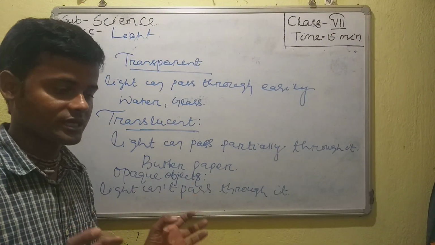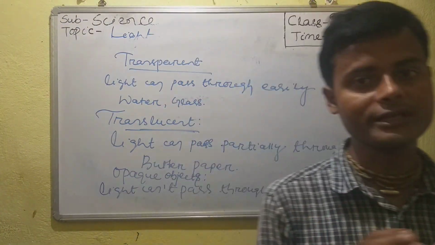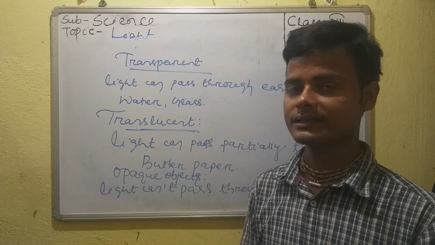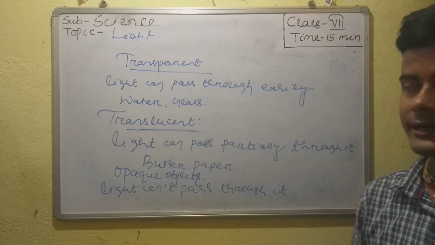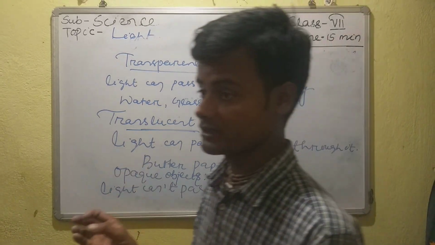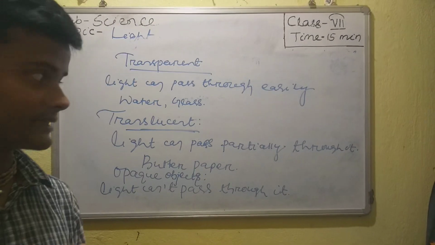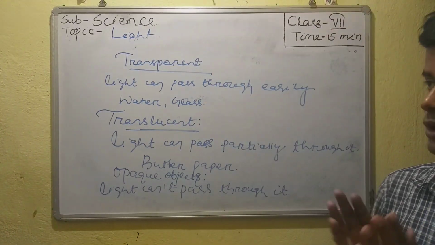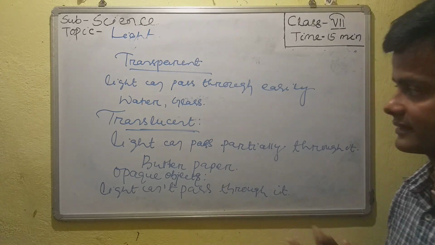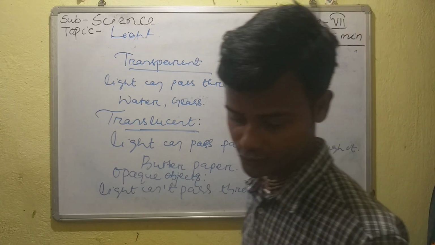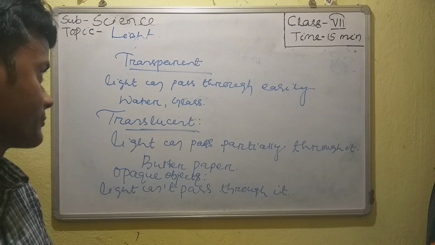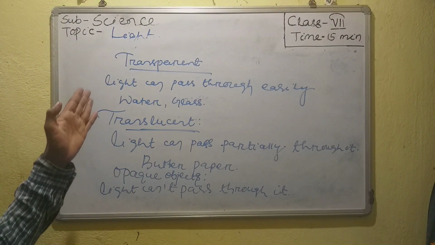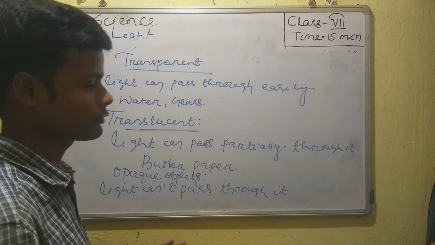And we saw the objects, that is luminous and non-luminous objects. The objects which emit light or have their own light are luminous objects, like sun, torch, candle, etc. And non-luminous objects are those which don't have their own light and do not emit light, like duster or pen. And according to light passing through them, there are three types: transparent, translucent and opaque.